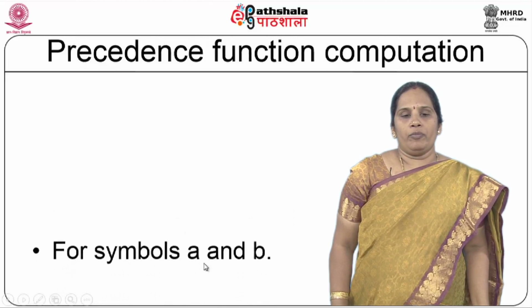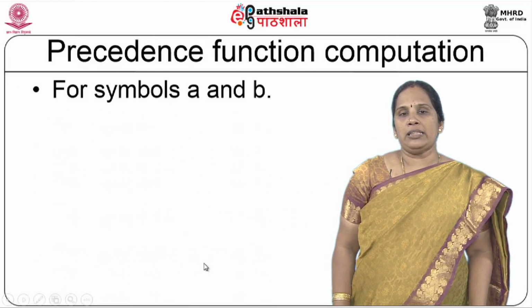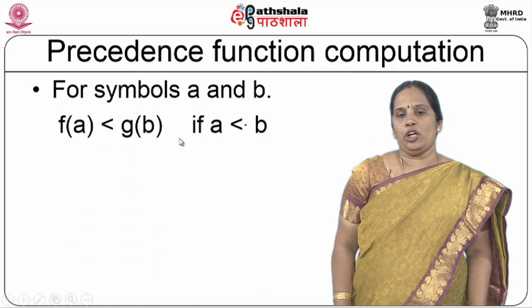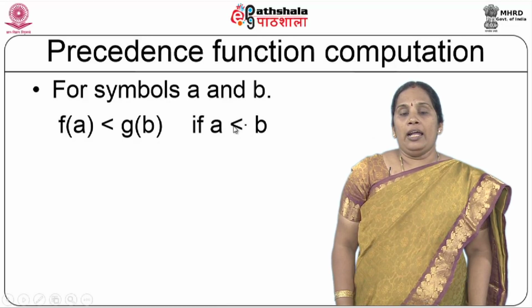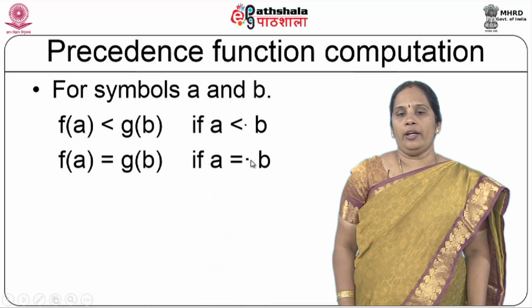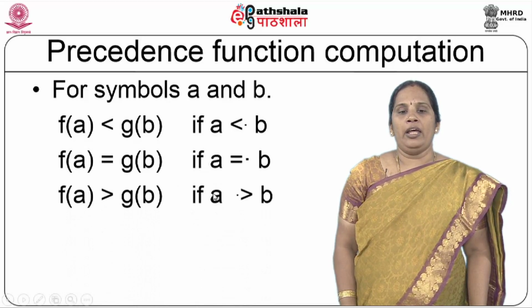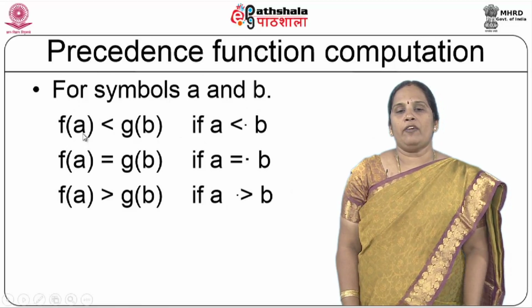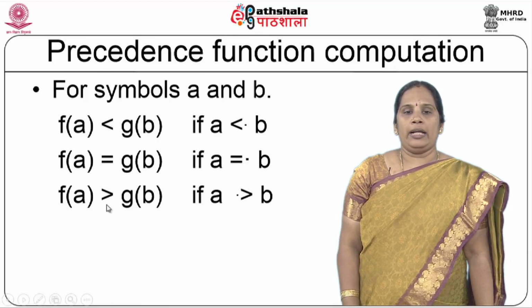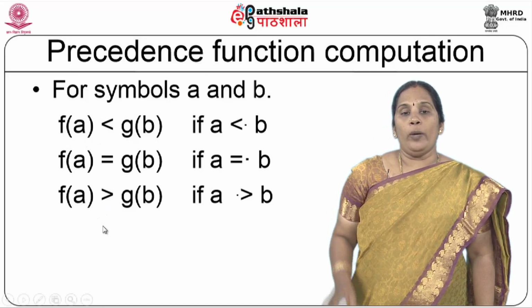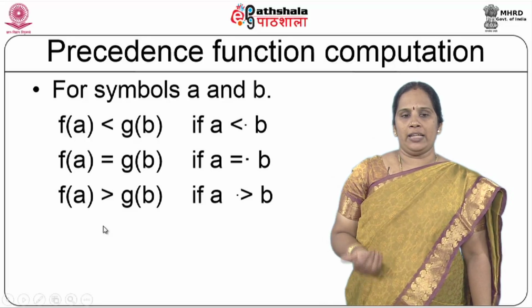Now, for symbols a and b, the symbols are going to be your terminals. You will set f of a less than g of b if a has a lesser than relationship than b, you will set it as equal to if a is equal to b, and you will set it as greater than if a has greater than relationship with b. So, you look at the precedence table and assign the function values as f of a less than, equal to or greater than g of b, and this is done for all possible combinations of a and b. Where the table entry is empty, you will not have this relationship defined.